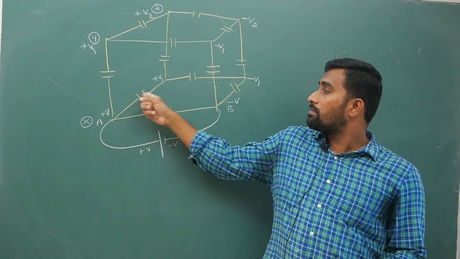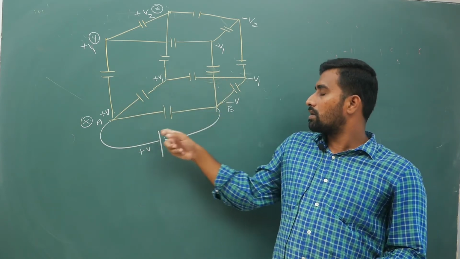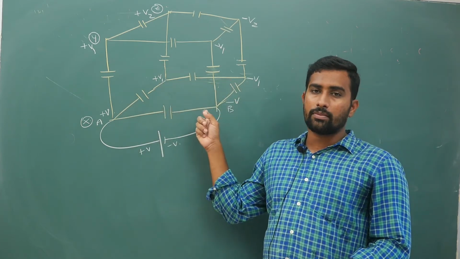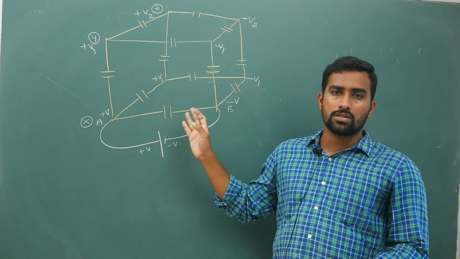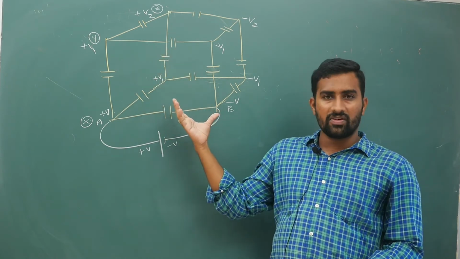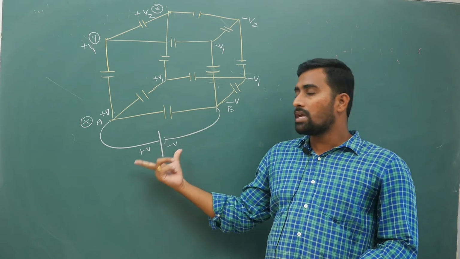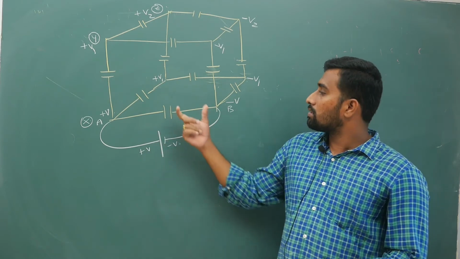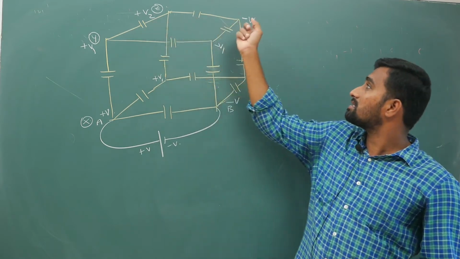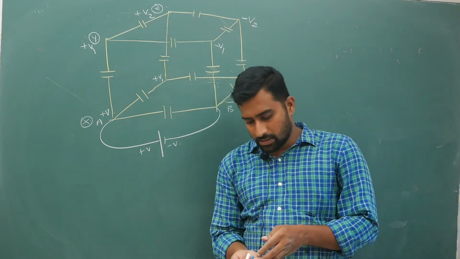From the bottom part, if current is flowing, after 3 resistors you are coming to this. From the front face also the same. So your front face and bottom face both are similar to the battery's terminals. That is why I am keeping plus V1 minus V1, whereas this is at the farthest distance, so it is plus V2 and minus V2.